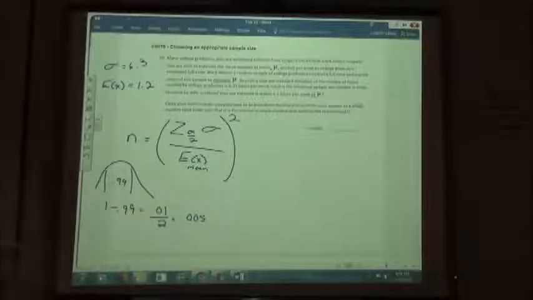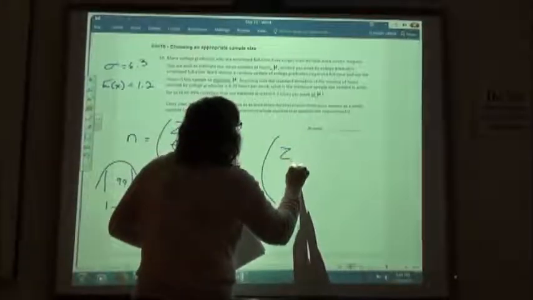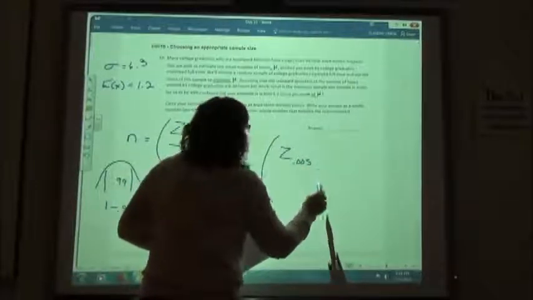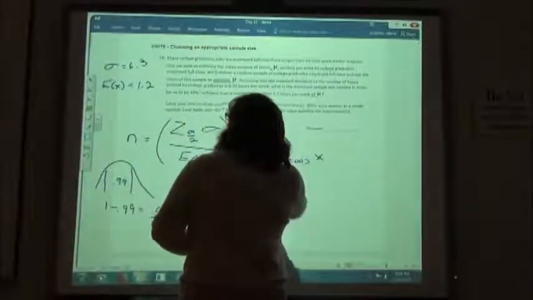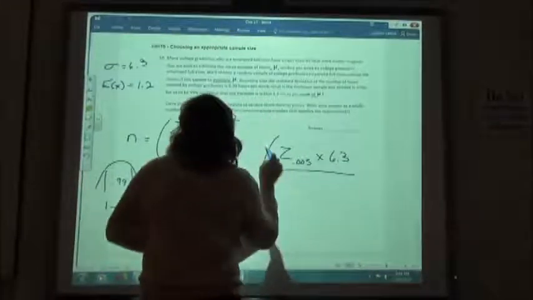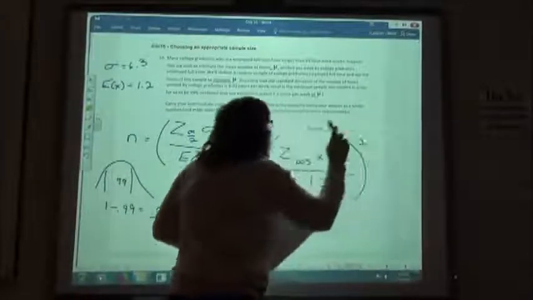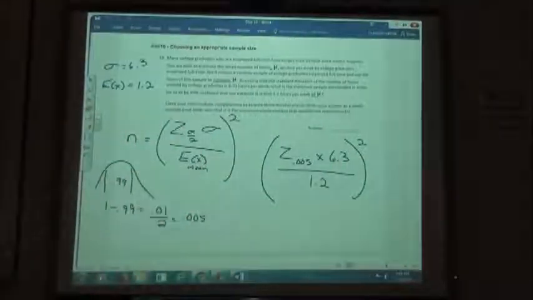And so we're just going to plug that into our formula. We're going to do Z sub 0.005 times 6.3 over 1.2, and then we're going to square that expression. We are going to round our answer as a whole number, it says on these ones.